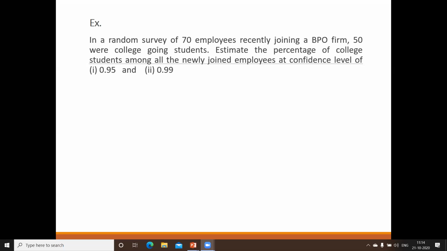So if I am rounding it up, the answer will come as, so the interval estimate of pi can be written as 0.054.